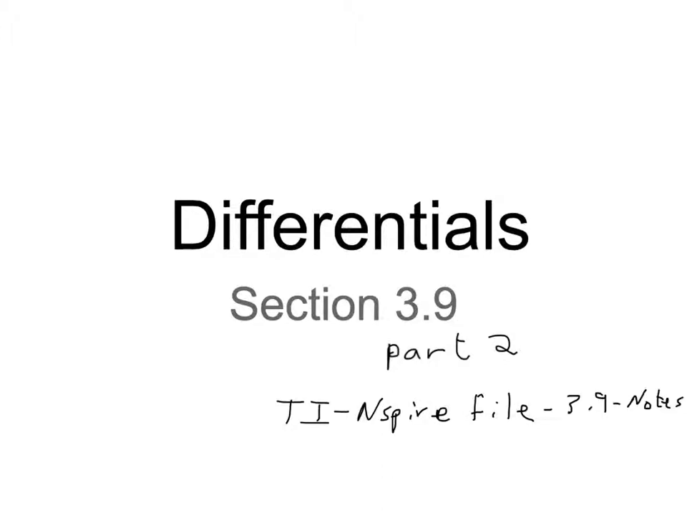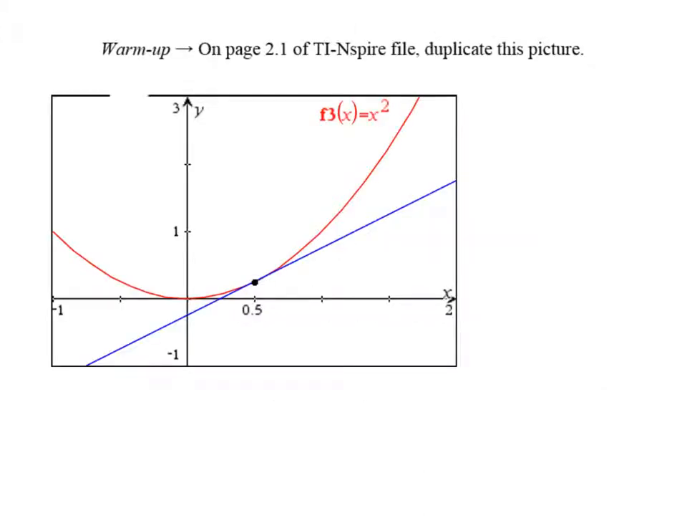There is a TI-Nspire file, however, that goes with this video lesson. It's the same one that you were using on the previous video. As you can see, it's titled 3.9 Notes. We will start this video lesson by looking at page 4.1 of that TI-Nspire file. So go to that page and await instructions. To help get you warmed up, on this page 4.1, I just want you to duplicate the graph that you see right here on this page. Alright, why don't you pause the video and give that a try.